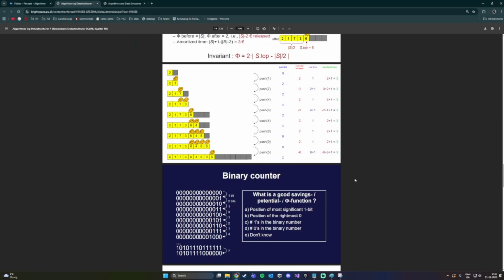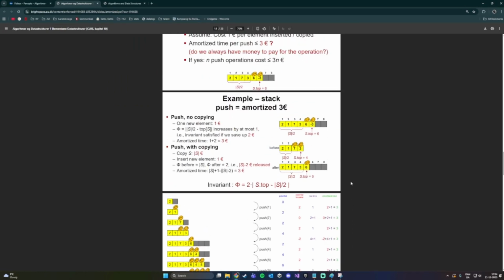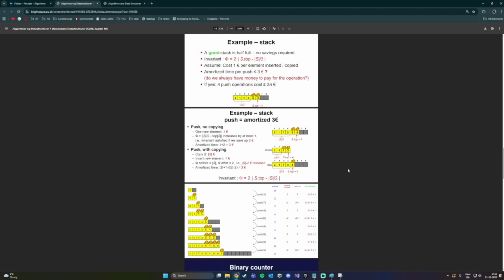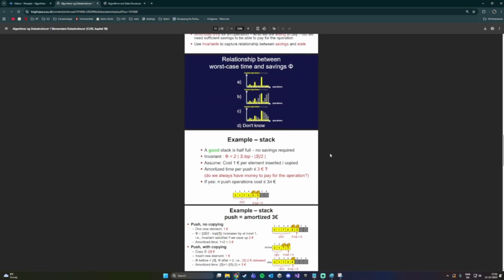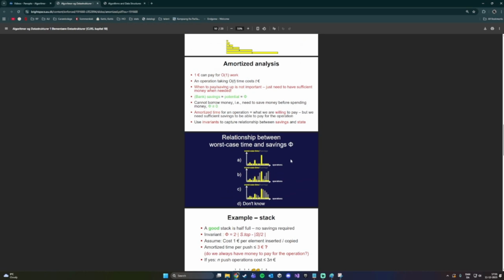English. So first I'm going to go over a little bit of background for what amortized analysis is, and then I'm going to go through the questions. So if you just want to skip to the questions, you can go ahead and do that. Maybe I'll put a timestamp on the screen or something. But first I'm going to explain. What is amortized analysis?